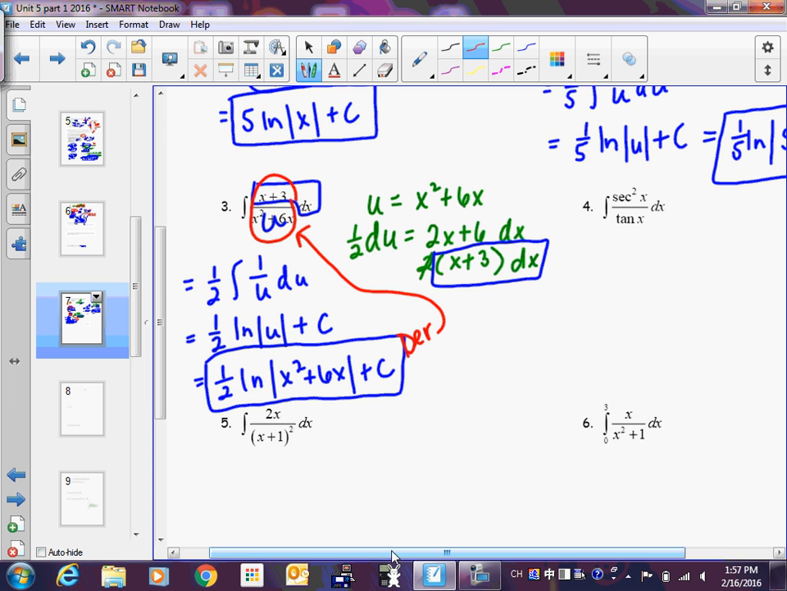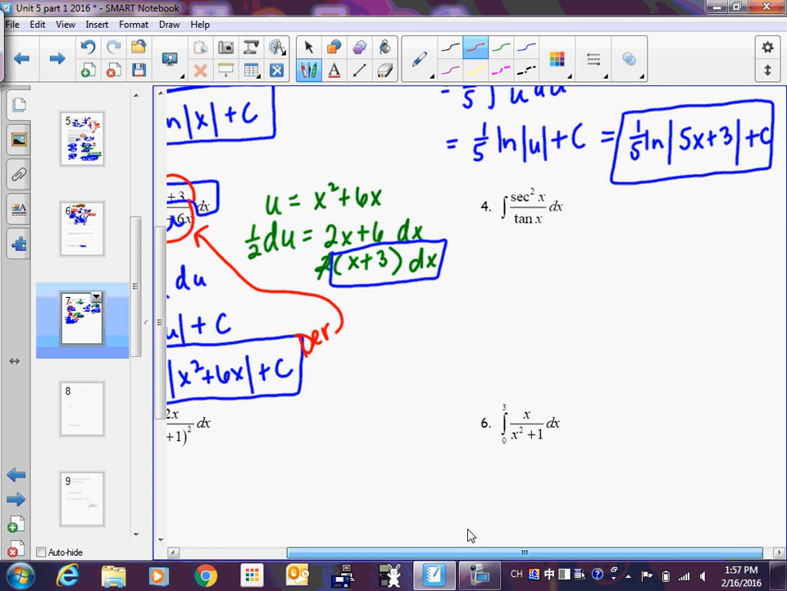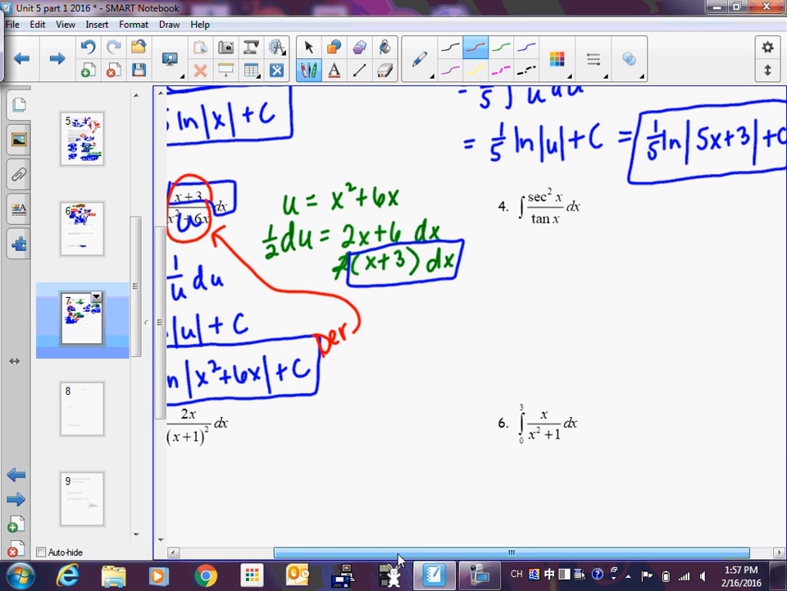Okay. So I want you to try number 4 on your own. We have not done a trig problem today, so you're going to have to combine what you know about trig versus u substitution versus what we learned today, and try your best.